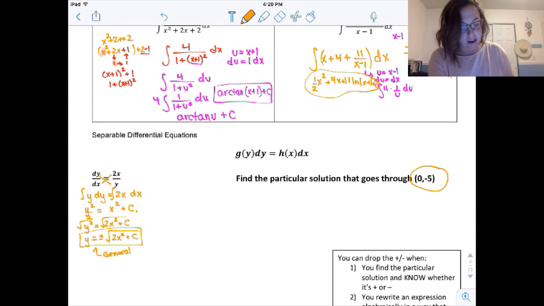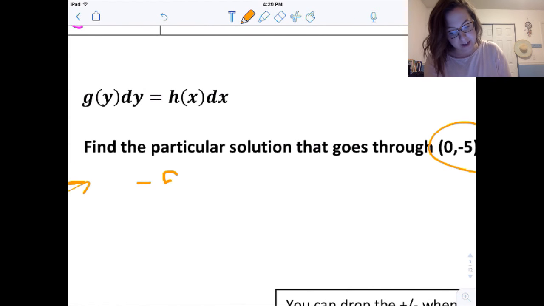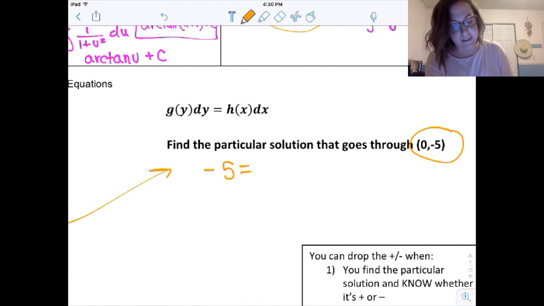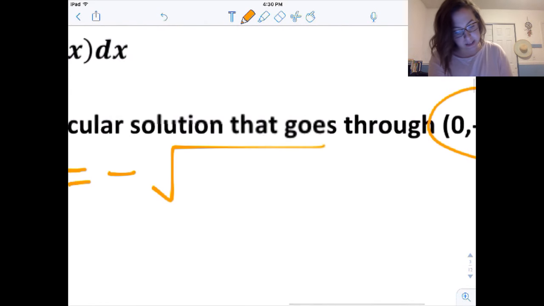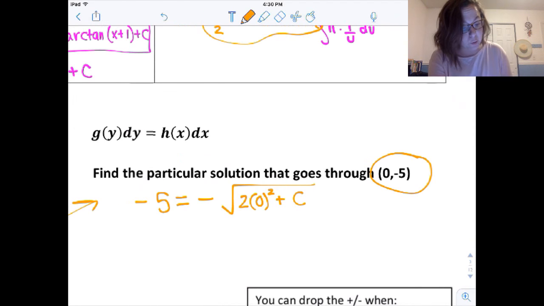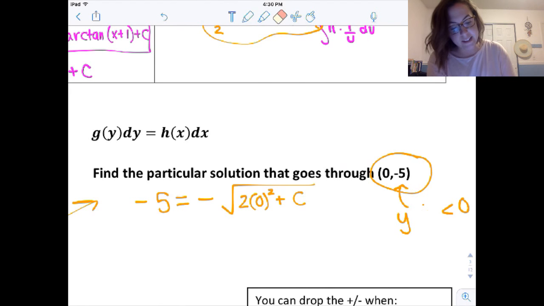I know this is my general solution, so I'm going to bring that over. So y equals, so -5 equals. Now, it says plus or minus, but I see that my output here is negative. So I know that it's going to be minus the square root of 2x squared plus c. So 2 times 0 squared plus c. And again, I knew that this was negative because your y is negative. Y is less than 0. And so that only happens in a square root when your coefficient out front is negative.